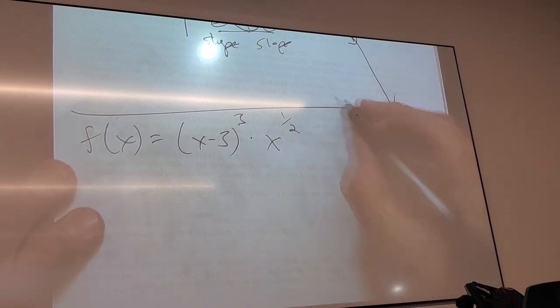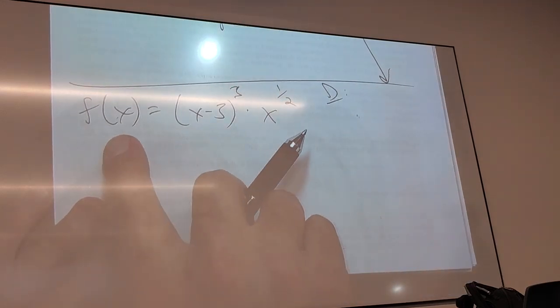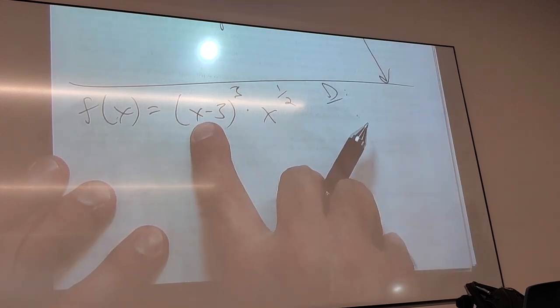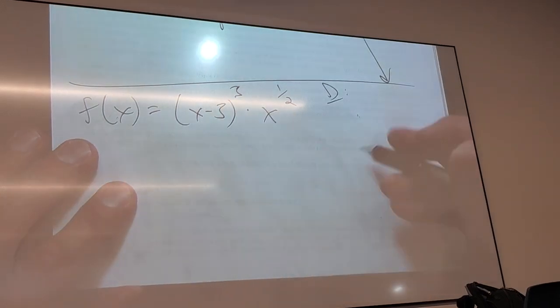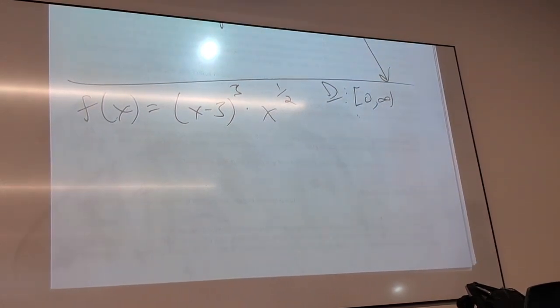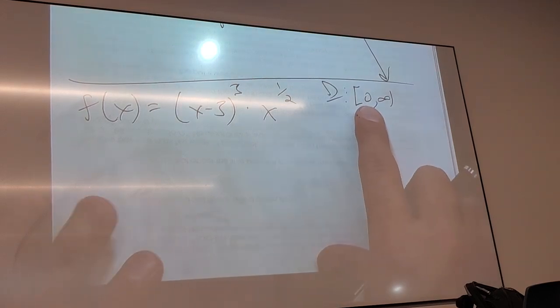Real quick question just on the side. What's the domain of this function? What's the only part of this function that could have a problem? The square root next to the 1/2. I can plug in anything I want to here. I can subtract 3 from any number, I can cube any number. The domain has to be positive or 0, so 0 to infinity. Are you with me? So from the beginning, we know this function starts at 0. Can I plug a 0 in? Of course I can. No problem.